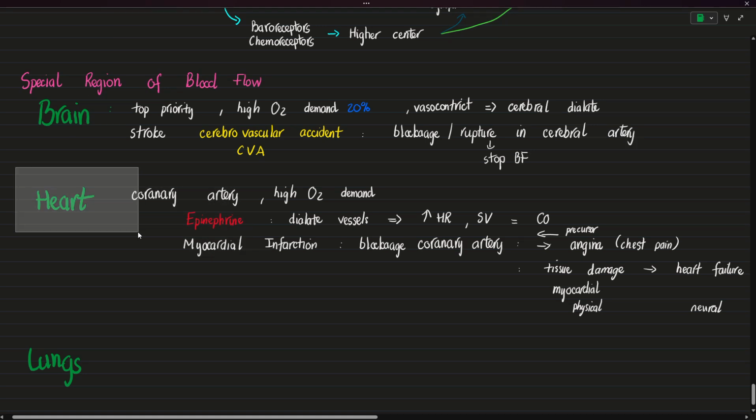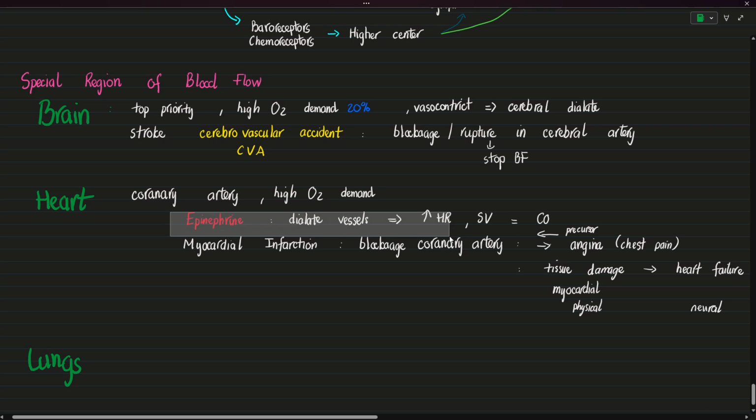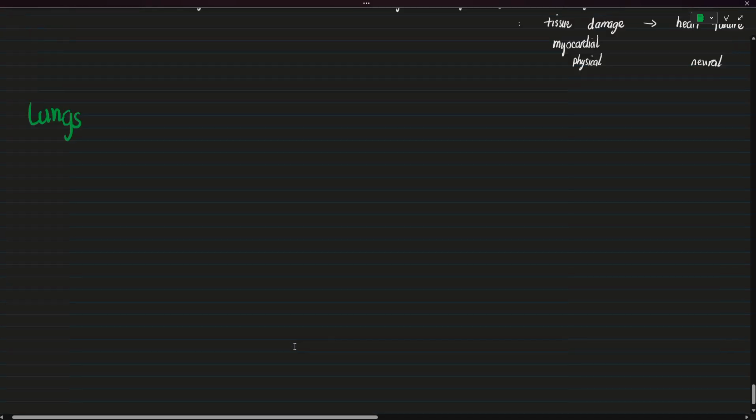Another region that we have is the heart, and we have the coronary artery. The most important thing is epinephrine. It dilates vessels to increase the heart rate, which therefore increases stroke volume and ultimately cardiac output. And you're going to have a heart attack when your coronary artery is blocked. Before that, you're going to have angina. It's like chest pain, a precursor that tells you you're going to have a myocardial infarction. Just be careful. And the last region is the lungs.